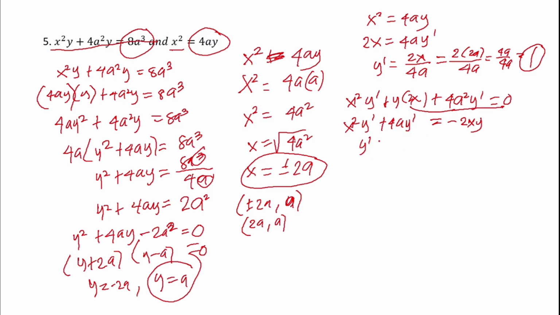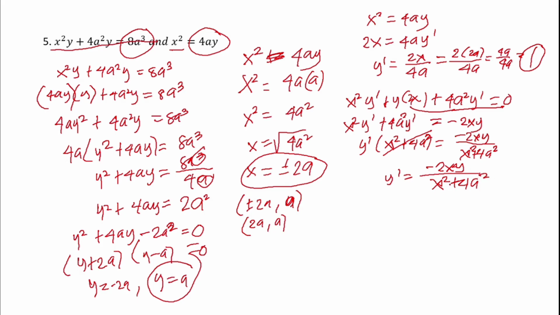So y prime times x squared plus 4a squared is equal to negative 2xy, over x squared plus 4a squared. So this is cancelled now. So y prime is equal to negative 2xy over x squared plus 4a squared.